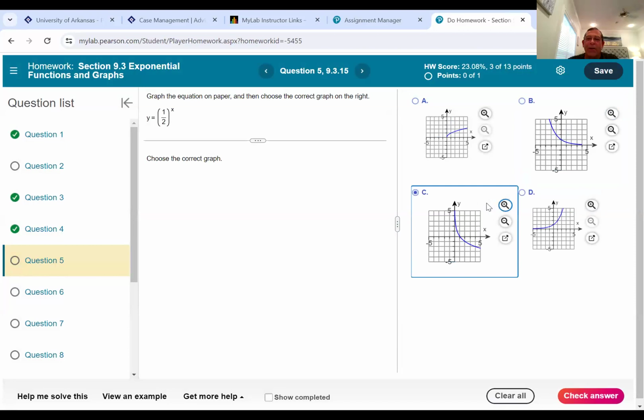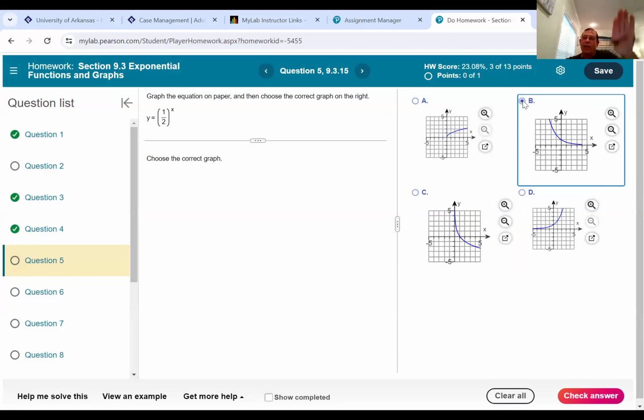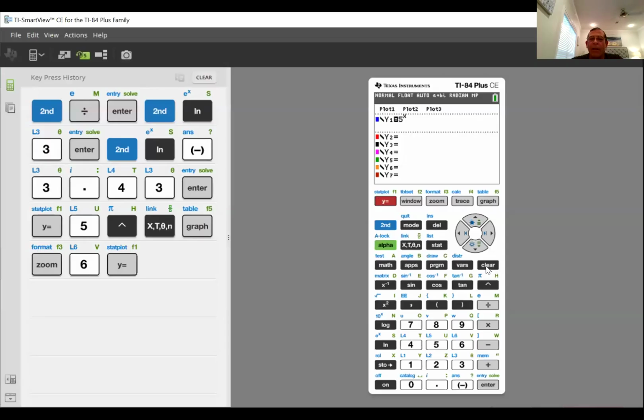So let me see. There's only 2 that go downhill. Because remember, we said unless we move them around, they're not going to cross over that x-axis. And B's the only one that goes downhill. C's sort of crossed over the x-axis, so I threw that one out, okay? But now if you wanted to graph that one, let's see, that was y equals 1/2 to the x. So go to y equals. I'm going to clear that out.